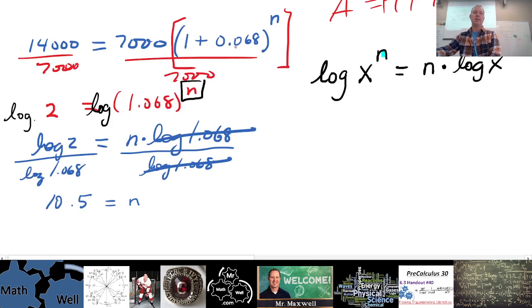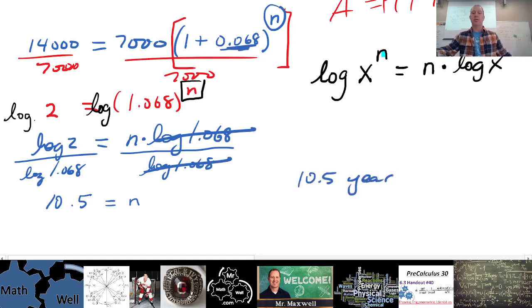Now again, this is annually, right? So the n is years. If the interest rate was compounded monthly, n would be the number of months, okay? If it's compounded quarterly, you'll see that too. That's 4 times per year. That's every 3 months. So the n would be groups of 3 months. Okay, so you have to interpret n. And this is 10.5 years.